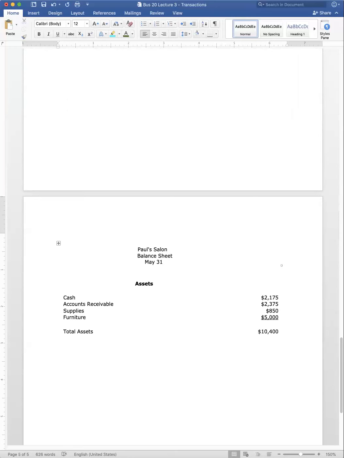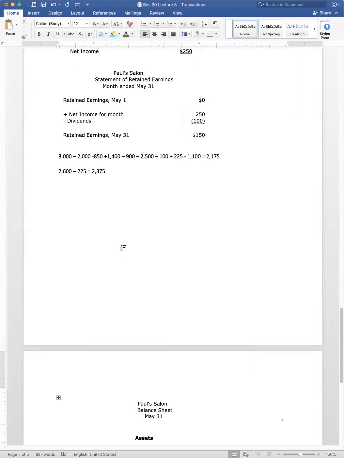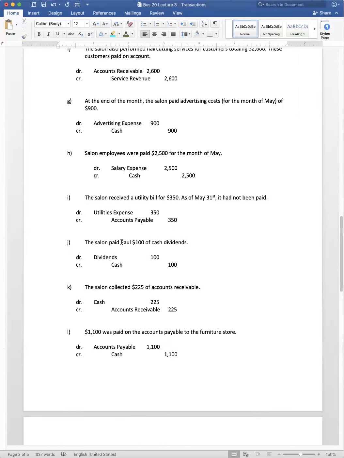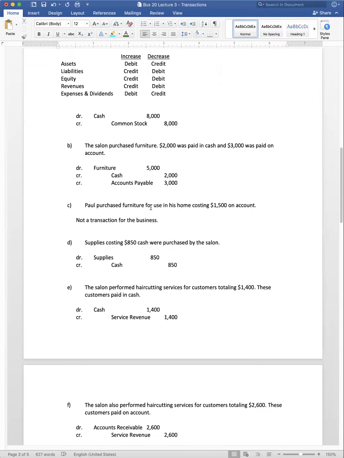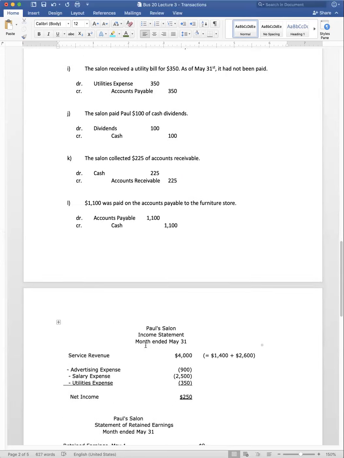Okay, the next thing we have on the balance sheet is our liabilities. Now, we only have one liability, and that liability is, think about it, yep, accounts payable, right? So we see it here. We had a few things happen with accounts payable, so let's add those up. First, we had $3,000 of accounts payable from the furniture store.